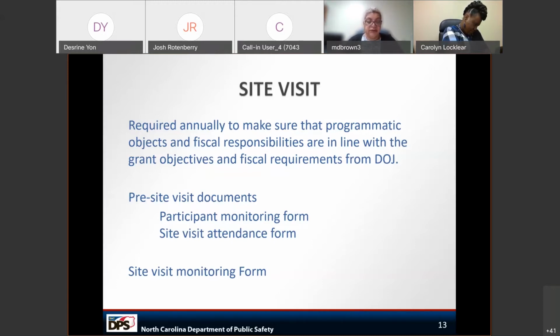The what? It's to review your programmatic processes and your fiscal oversight. It helps us with the why, which is to assure that you're meeting your grant objectives and your fiscal requirements as set forth by DOJ. And for us to better understand your project so that we can provide you with the guidance that you need throughout the period of performance of your grant.